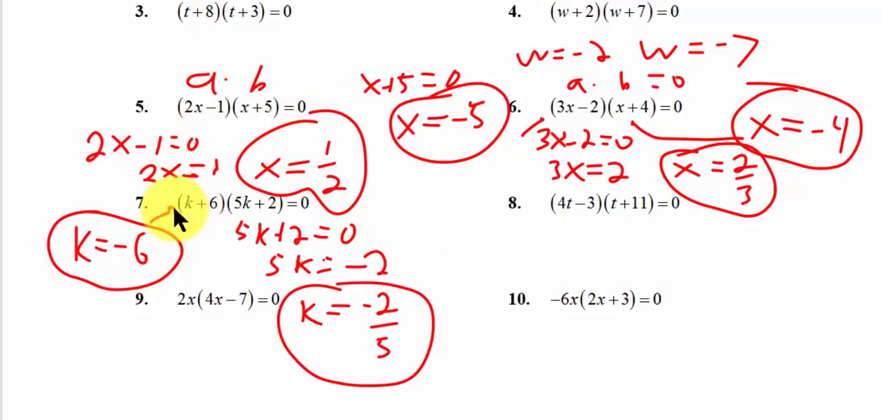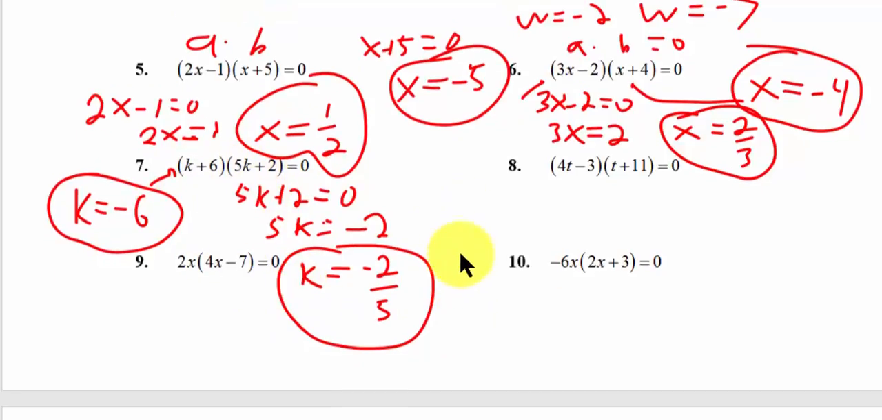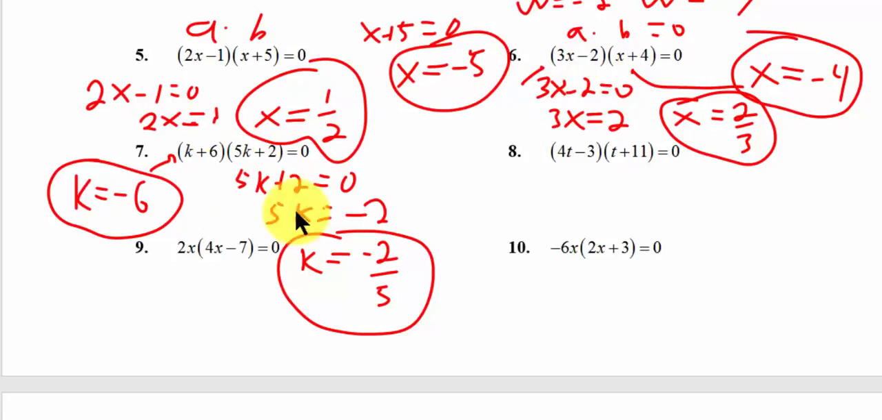So for number 7, what values of K will give me 0? Well, K equals -6 would give me 0, and K equals -2/5 would also give me 0. Okay, let's do problems 9 and 10. So I'm going to erase some of this because it's a lot of chicken scratch up here. So just hold on for one moment.